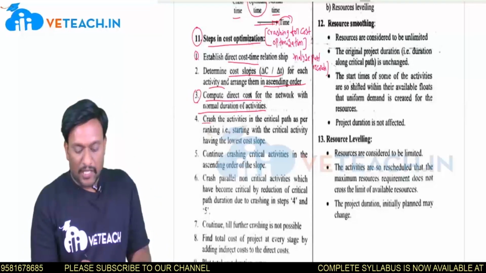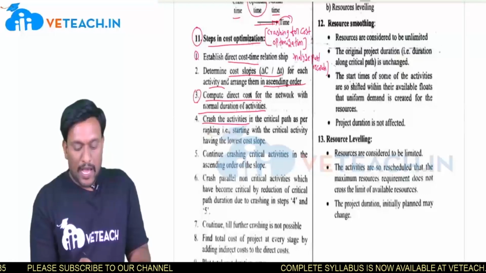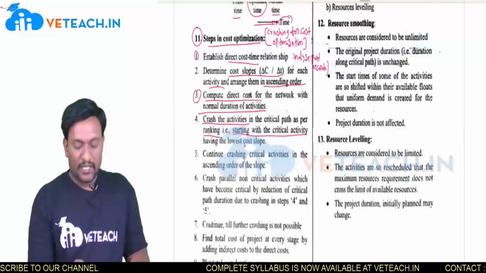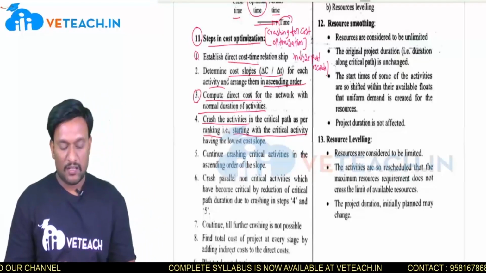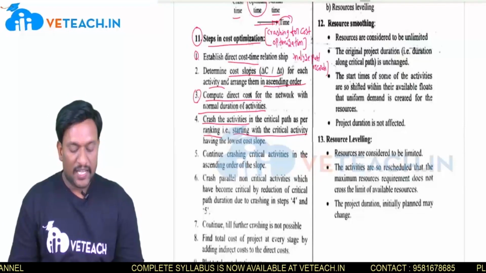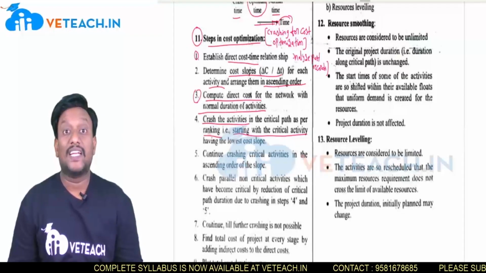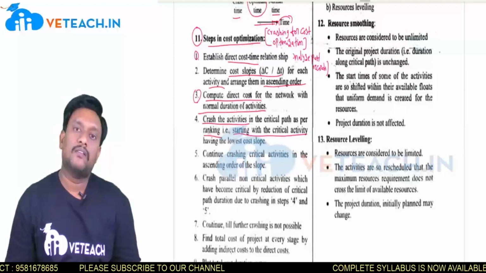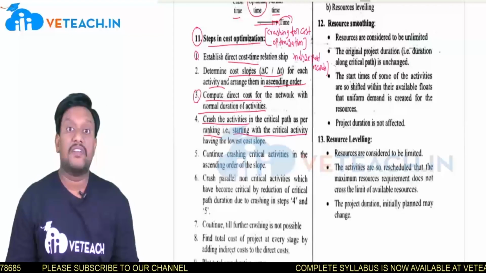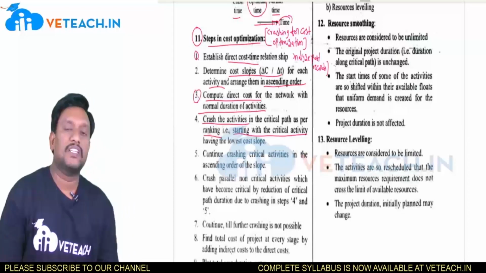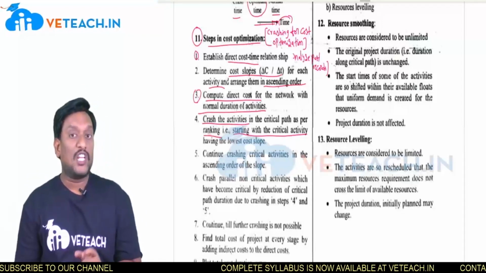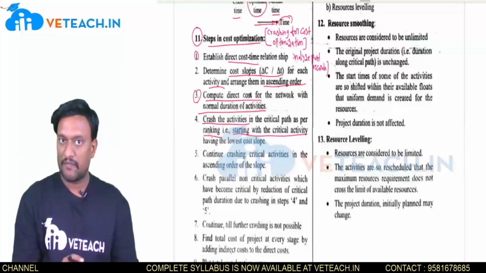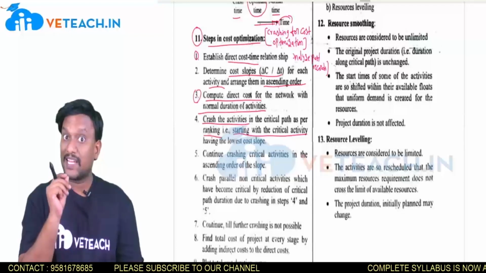Now, crash the activities in the critical path as per the ranking, starting with the critical activity having the lowest cost slope. Here understand the meaning. What he is saying: crash the critical activities. What is a critical activity? Where the conditions are going in an unexpected way, the situation is adverse and not in our favor. Everything is going wrong, so the activities are consuming more time, which means more time, more cost. So first you crash them, as per rank.